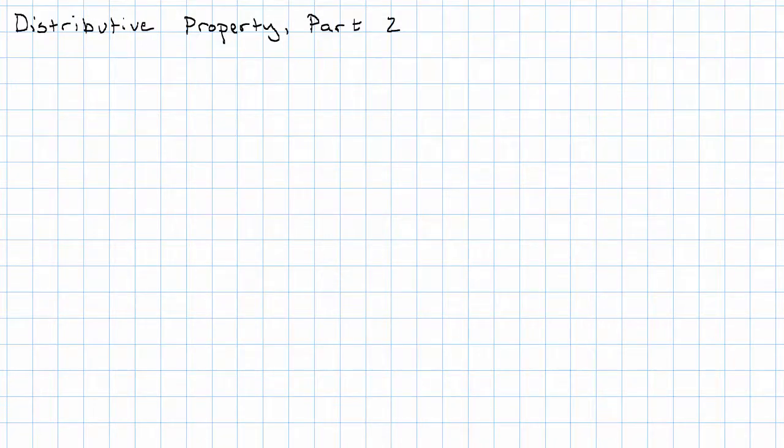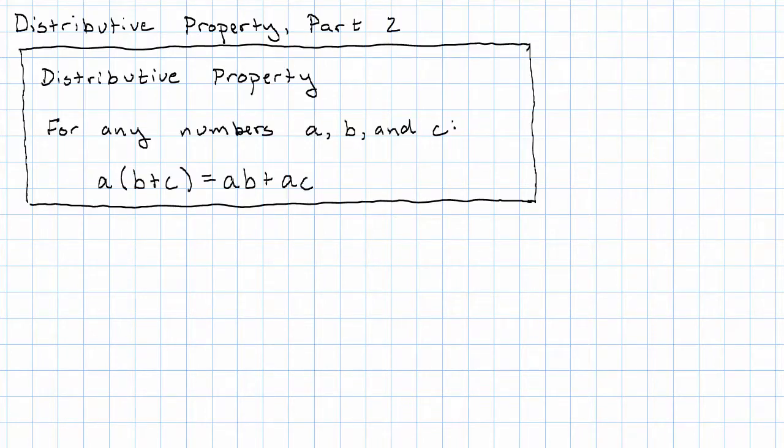We've met the distributive property before. Recall, the distributive property tells me that if I have three numbers that I'm combining in this way, add two and then multiply by a third, I can rewrite it so that I'm multiplying each one.